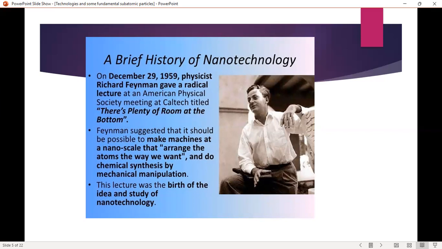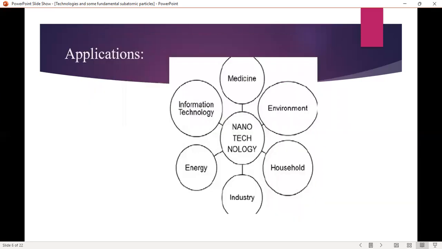As you know, when the computer was discovered, we required a room for placing this computer. Take the concept from this example. Feynman said, can we synthesize machines at a nanoscale? It might be possible. This lecture was actually the birth of the idea and study of nanotechnology. From this concept, scientists took the nanotechnology concept.